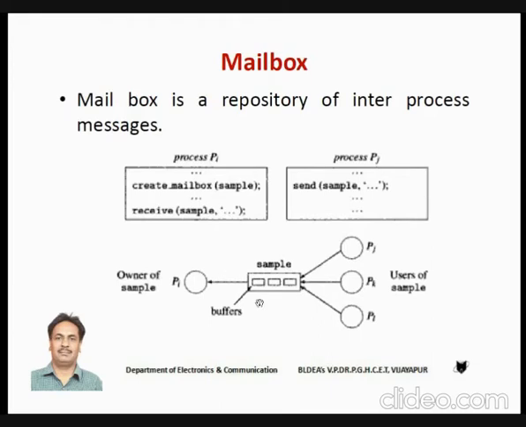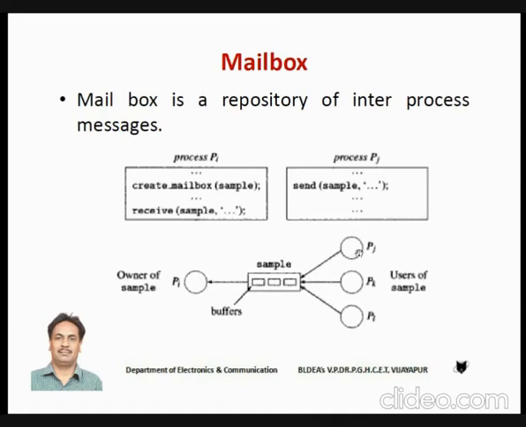Now you look at the diagram, students. Here we have a mailbox with the name sample, which is created by the process PI. The process PI has created this mailbox. That's why we can say that process PI is the owner of the mailbox sample. The mailbox sample has an owner whose name is process PI. And within this mailbox, we can have a set of buffers. We can have some memory locations where the received messages can be stored.